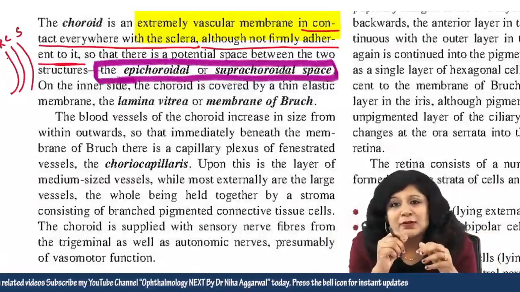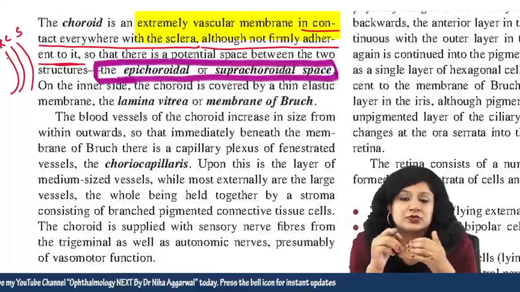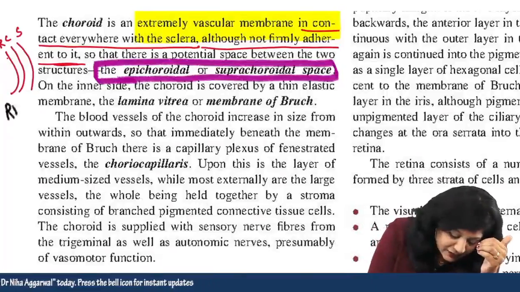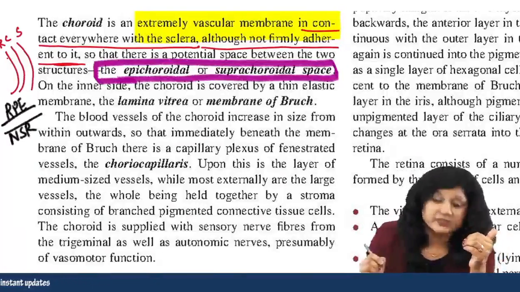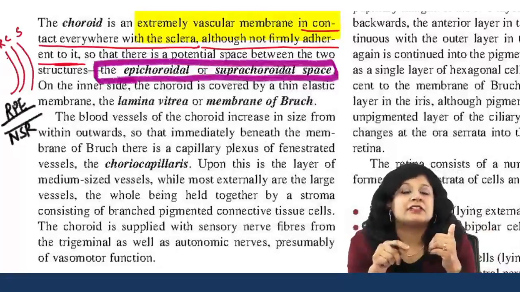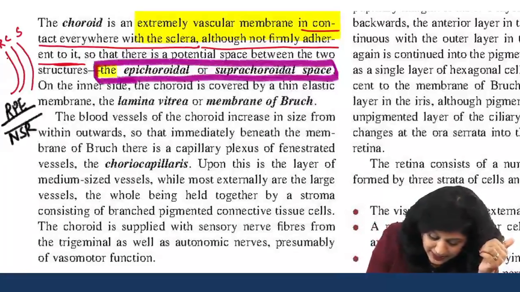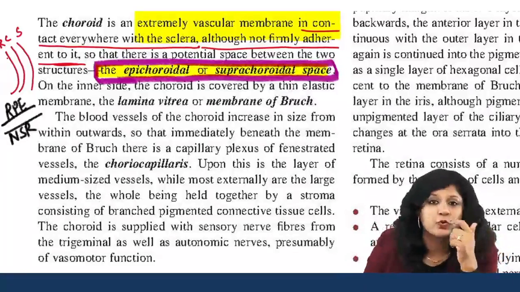Like if you remember, we also have the subretinal space, which lies between the RPE layer and the neurosensory retina. Similarly, we have a space between the choroid and the sclera, and this space is called the epichoroidal space or the suprachoroidal space.